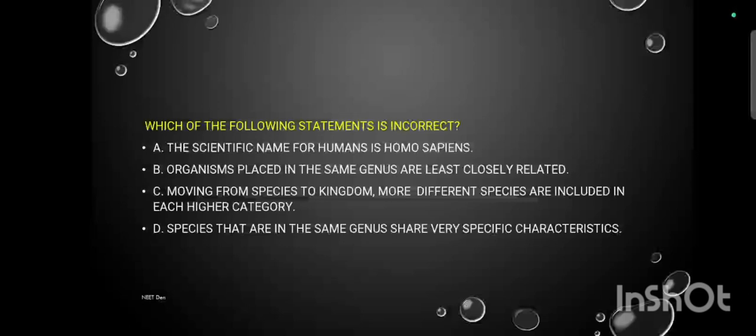Question. Which of the following statements is incorrect? Statement A. The scientific name for humans is Homo sapiens. Statement B. Organisms placed in the same genus are least closely related. Statement C. Moving from species to kingdom, more different species are included in each higher category. Statement D. Species that are in the same genus share very specific characteristics. So the answer here is B, that organisms placed in the same genus are least closely related, that is they should be more closely related.